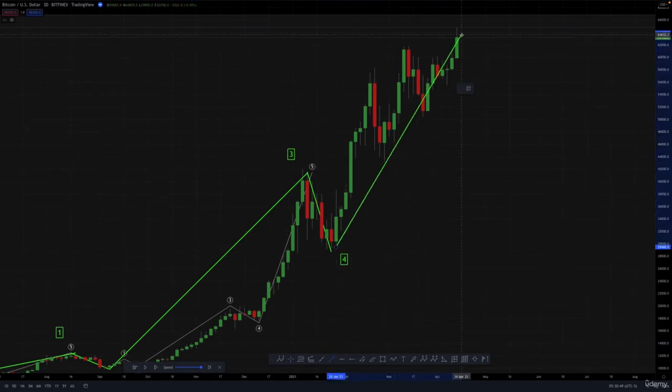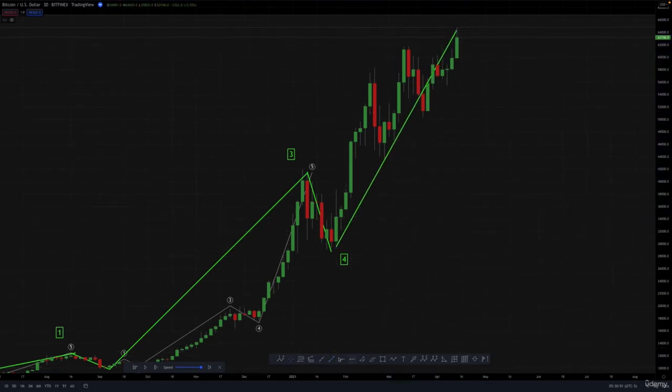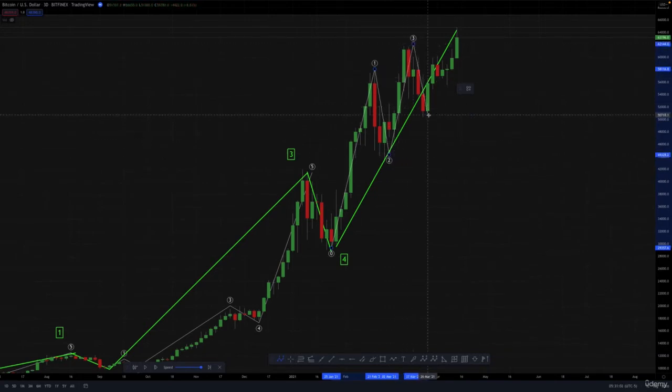And can you subdivide it into 3? Yes, we can. So where are the 3? Started from here. You see the first, very impulsive. 2. Third, less impulsive, and 5th as the weakest.